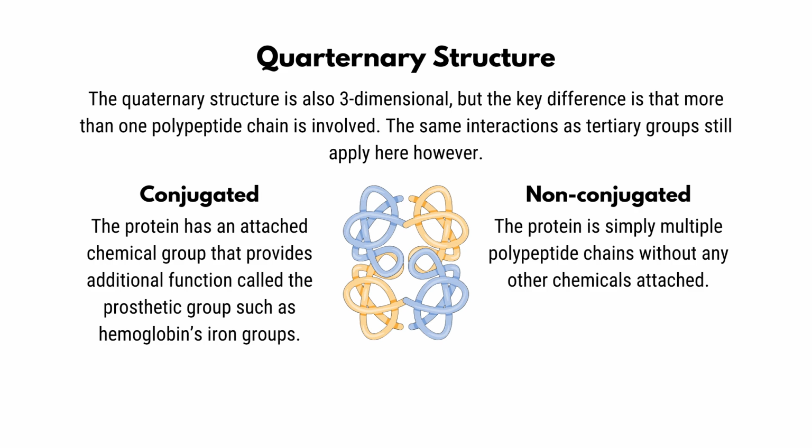On the same end, non-conjugated proteins are the opposite. These proteins are simply made out of the polypeptide chains, and the functions merely come from them.